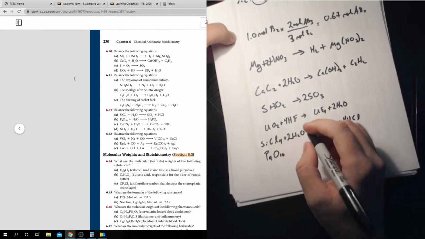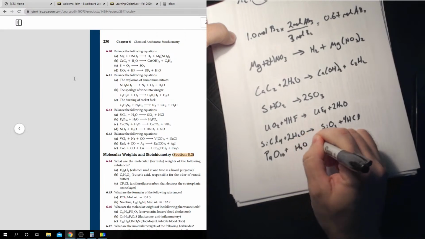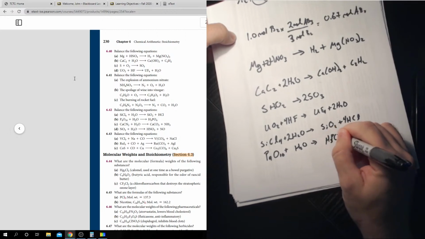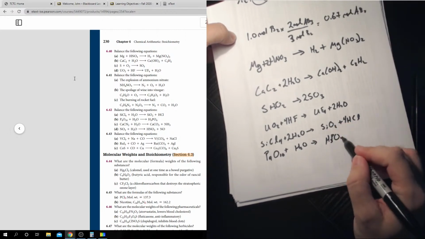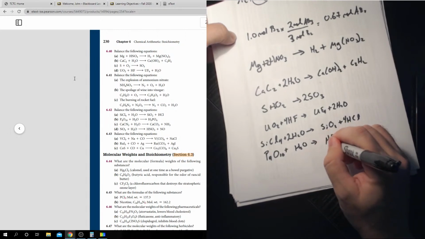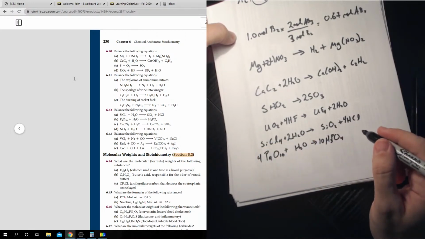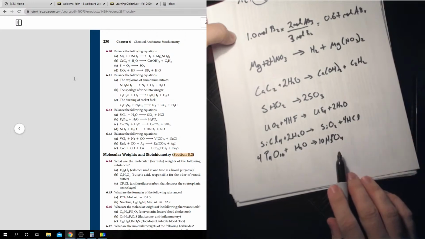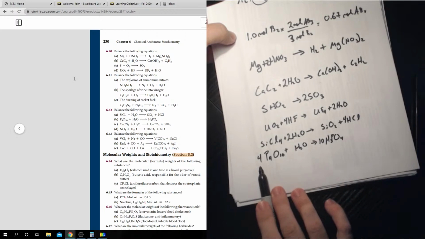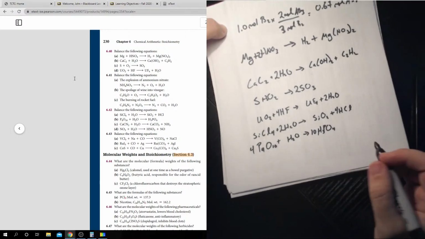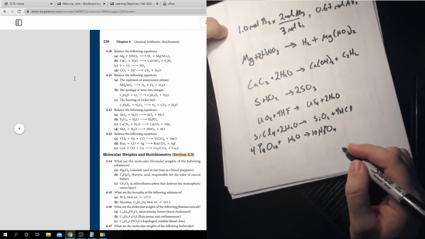Tetraphosphorus decoxide plus H2O yields H3PO4, phosphoric acid. Oops, PO4. Okay, we'll need 5. Oh, we're going to need 10 of these. So we'll need 4 of these. No, that's not going to cut it. Interesting. 5 of those wouldn't work. Let's say 25. Yeah, that wouldn't cut it there. Oh man, oh, I forgot, okay.